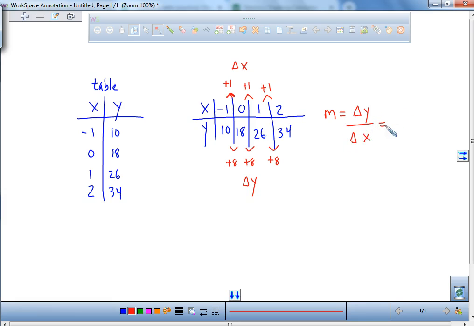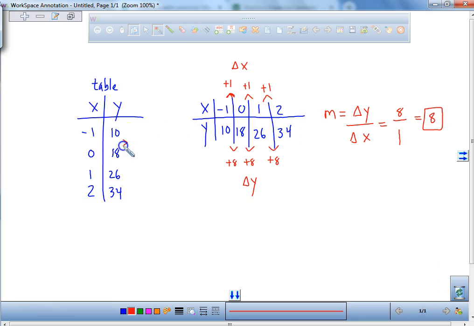Now, where could a student mess up if they did this little strategy? They might put the 1 over the 8, but it's supposed to be 8 over 1. And what is 8 divided by 1? 8. So this slope is a total of just 8 units, right? 8 over 1, 8 over 1, that's a pretty steep slope.